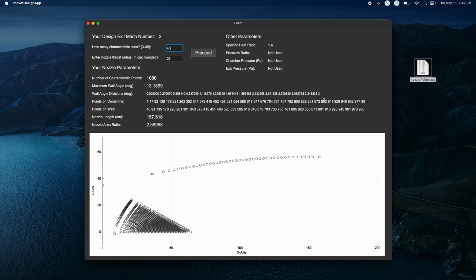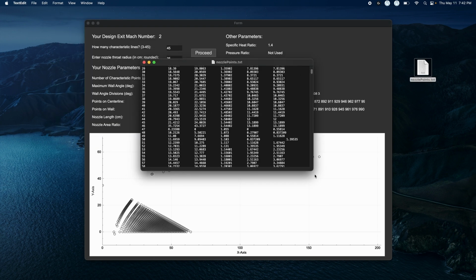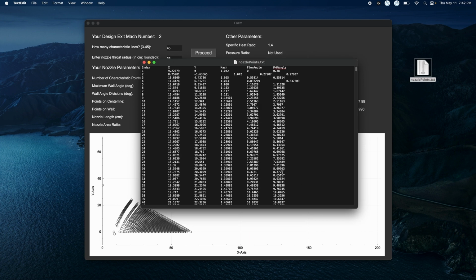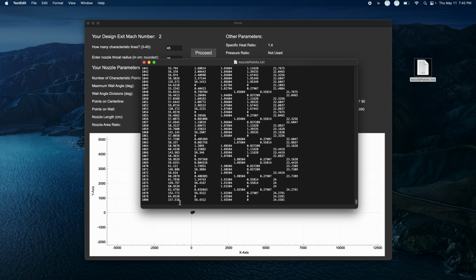Let's see what we have. So we have all these points here. We have the Mach number given to us here everywhere. So the Mach at the exit is about 1.93, which is pretty accurate. It's close to 2. We have the flow and the Prandtl-Meyer angle here. So it looks quite nice.